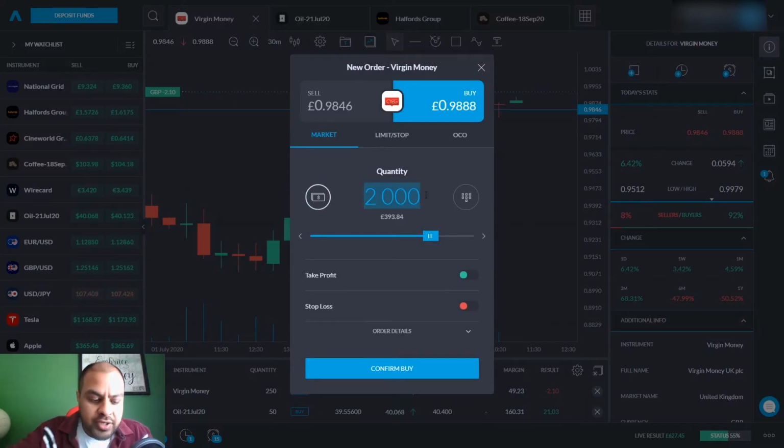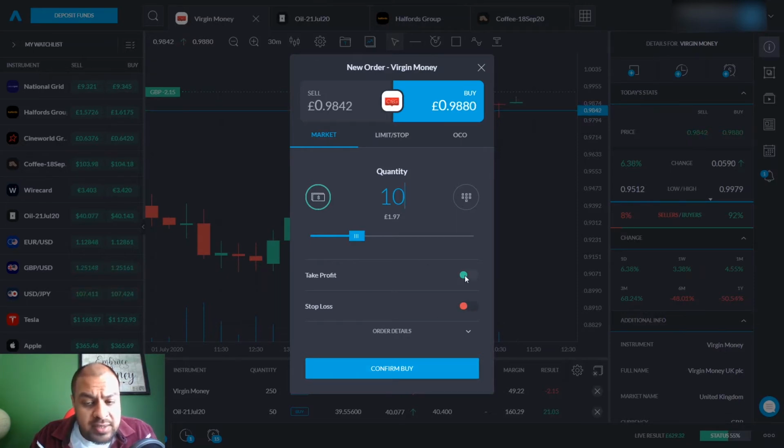Now if I put 100 in here just to show you guys. Okay, 100 shares should cost us at this very moment £98. However, it's only costing us £19.68 because you're only paying 20% of the value. Now, just to show you guys an actual trade, let me put in 10. Okay, so 10 shares is going to cost me £1.97.